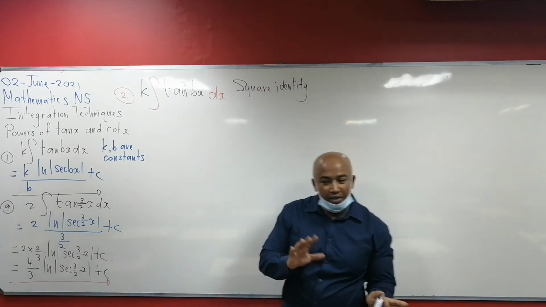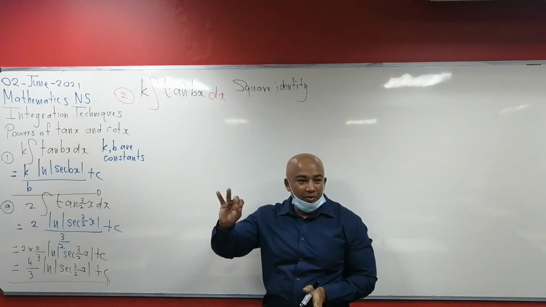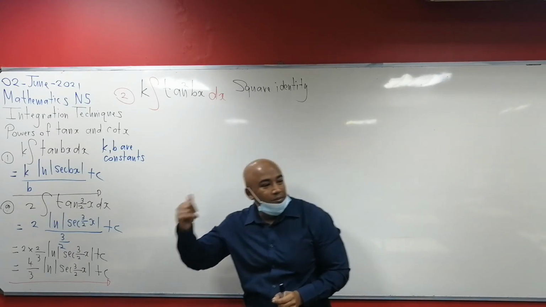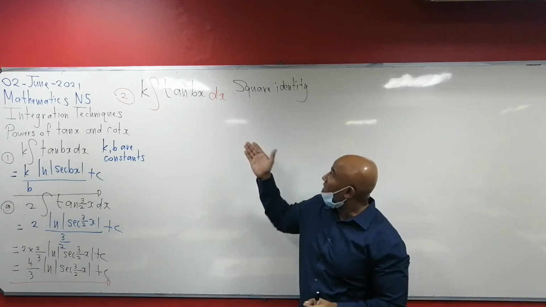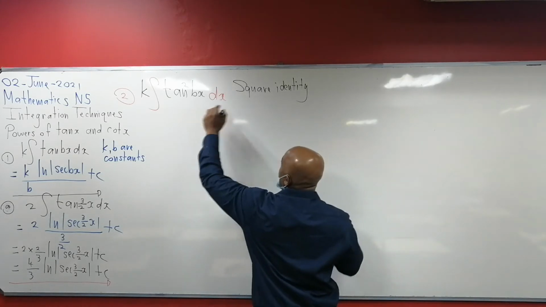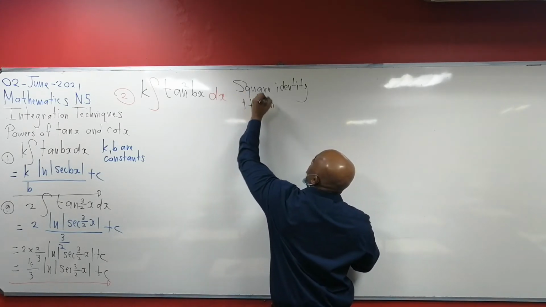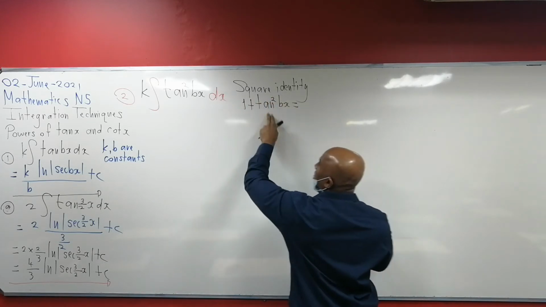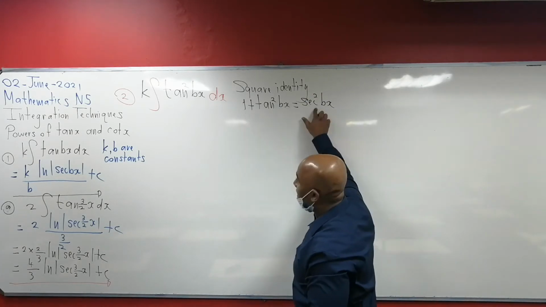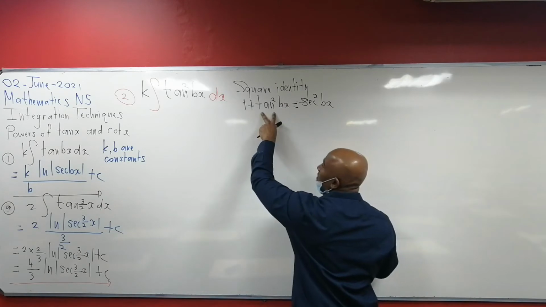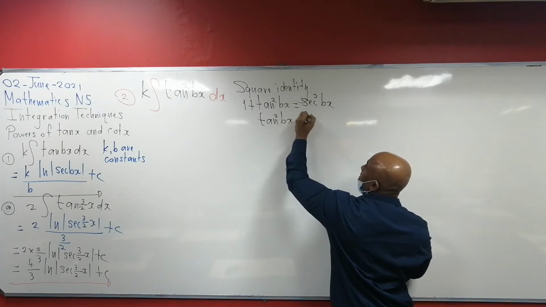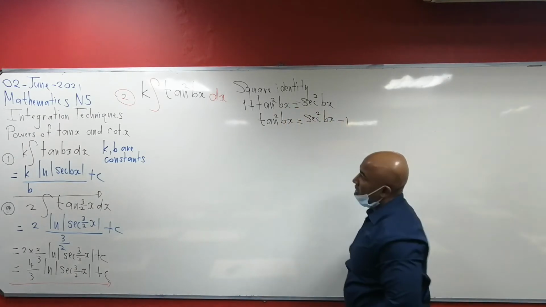Right, so now you don't have to worry. When it came to sine and cos, there were 2 different formulas that we were using: our double angle formula and our square identity. That all depends on your exponents. But here, it's only the square identity. The square identities are given to you on the formula sheet, but it's best to know it. So we know that 1 plus tan squared bx is equal to sec squared. So if I make tan squared the subject of the formula, tan squared will equal sec squared minus 1.